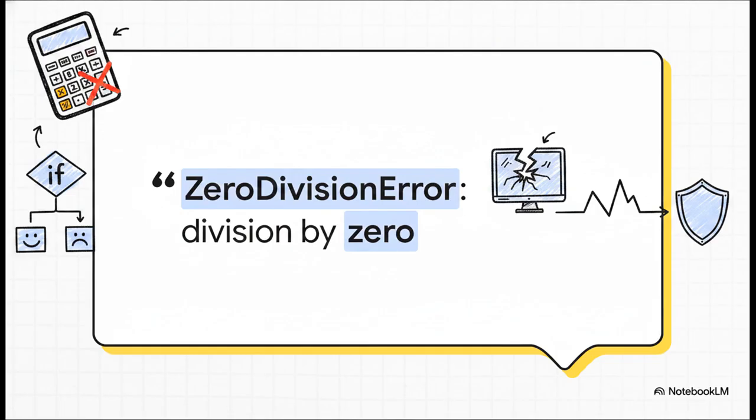As a programmer, your job isn't to write perfect code on the first try. It's to anticipate these exact edge cases. We can easily just throw in an if statement to check if that second number is 0 before we even attempt the math. It effectively bulletproofs the application.